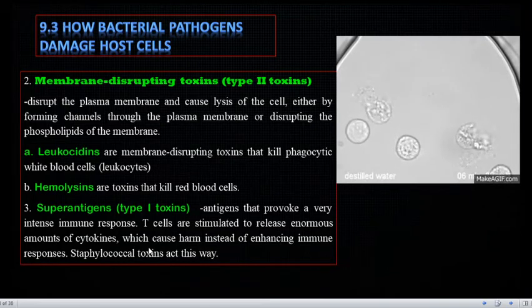Or other tissues. So, ayan, yan yung binabantayan ng ating T cells, okay? They act against foreign organisms and foreign tissues such as transplants.